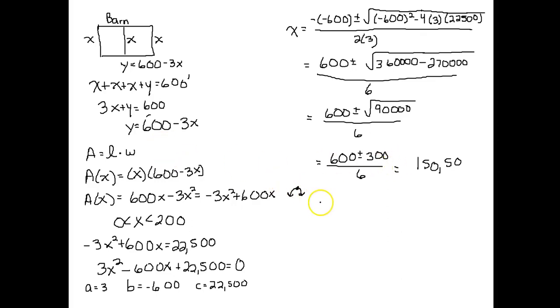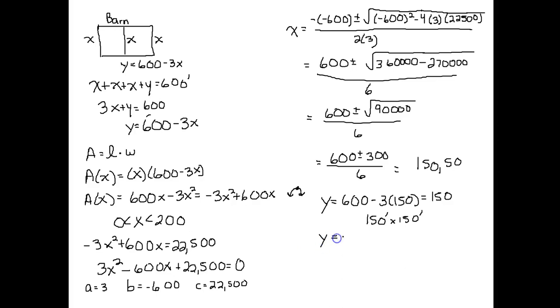y equals 600 minus 3x. So 600 minus 3 times 150, or 450, gives you 150. So one possible dimension for this would be 150 by 150.